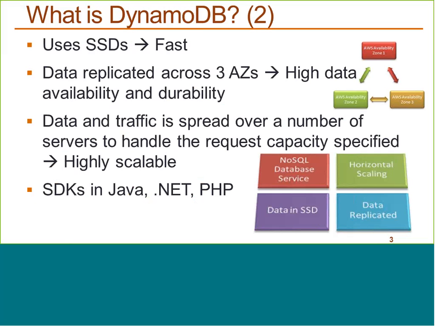Now this slide talks about some of the unique aspects of DynamoDB. Firstly, it uses SSDs or solid state drives, and because of this, it's fast. Then the data is replicated across the availability zones, which as we've seen in the case of EBS and S3 and RDS, really increases the data availability and durability. Then this is a very scalable service, which means that Amazon splits up the data and traffic among a large number of servers, enabling it to handle a very high request capacity.